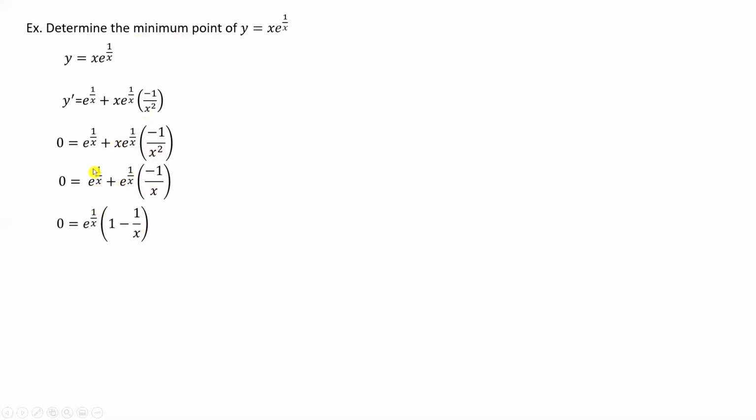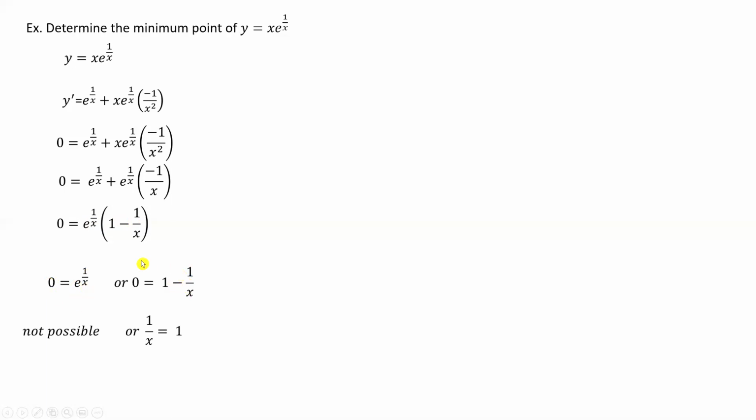E to the 1 over x is multiplied by 1, and e to the 1 over x is multiplied by negative 1 over x. Two things multiplied together to give you an answer of 0. Either the first one is 0 or the second one is 0. Solving this, can you raise something to a power and end up with nothing? No, that one's not possible.